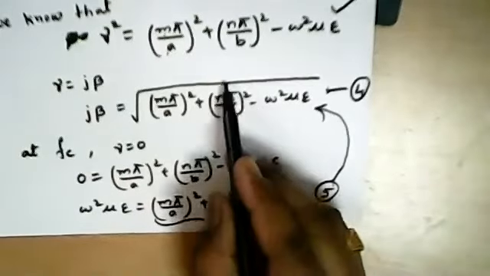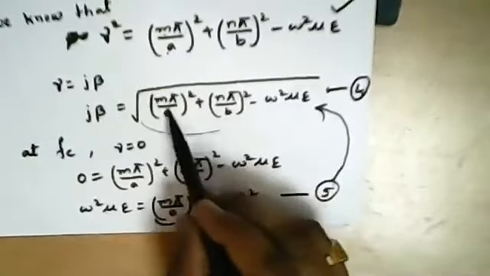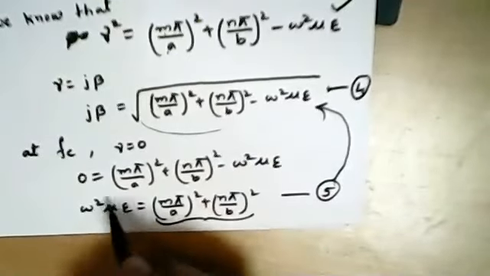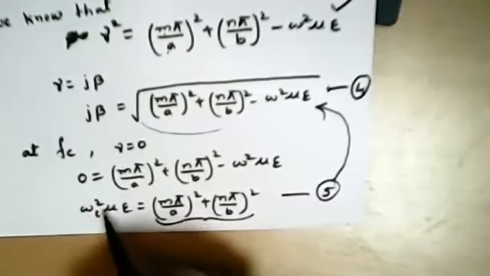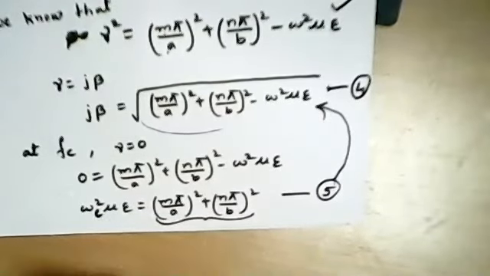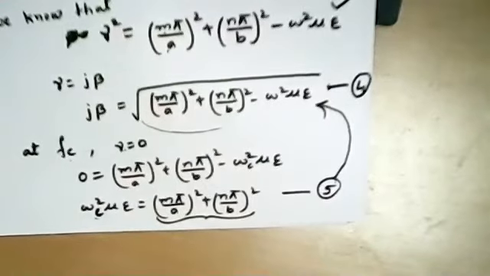Wherever we get m pi by a whole square plus n pi by b whole square, I am replacing this term, since it is at cutoff frequency, with omega c. At cutoff frequency, gamma is equal to 0. So I replace this term by omega c square mu epsilon.